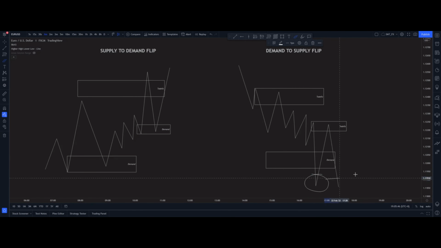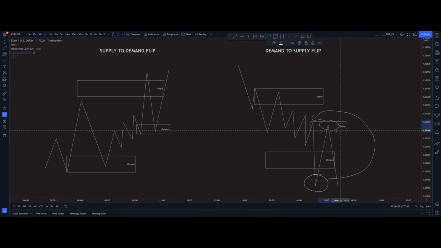Now when that happens, we look for the same thing, we look for the cause that basically broke that demand zone. And once we have identified that cause, or the last buy candle in this case, then we can mark it as a supply zone and we can look for a mitigation of that point. Now this is what flips are, right?